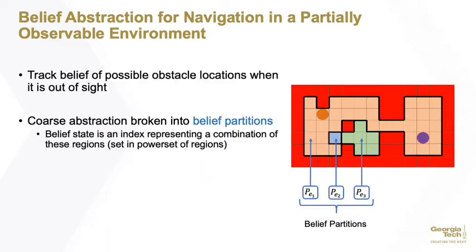To generate the belief abstraction, we divide the environment into belief partitions. When the obstacle is out of sight, the planner's belief state is an index representing which regions the obstacle could be in. We must accurately model how this belief evolves as the obstacle remains out of sight to guarantee which cells are still obstacle-free.